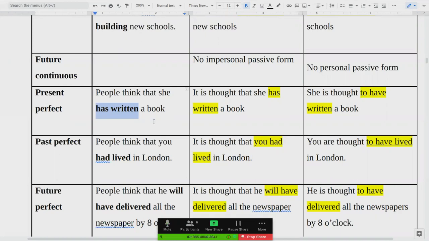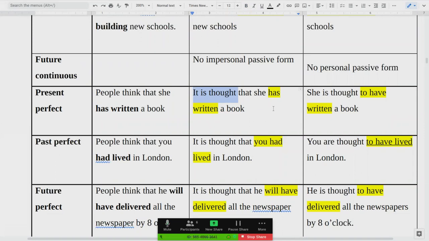Ер нь төгс цагууд дандаа орчуулганд тэгчихсэн, ингэчихсэн хэмээн орчуулагддаг. За энэ impersonal passive үүсгэсэн байна. People think-ийн оронд it is thought that she has written a book. The same sentence structure. The tense is the same also. So it is thought also.